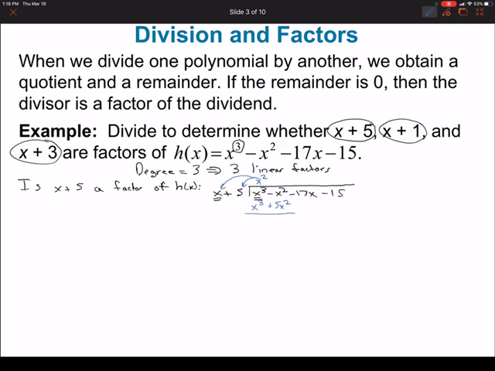And let's see what's left. In our dividend, what we're dividing into, what's left over now, we're going to subtract. x cubed minus x cubed, that's 0. Negative x squared minus 5x squared. So again, we're subtracting. That makes it a negative 6x squared left. The x cubes cancel, and negative x squared minus 5x squared is negative 6x squared. Now let's continue to divide. I'll go ahead and bring down the next term of the dividend. So our dividend now is a quadratic polynomial: negative 6x squared minus 17x minus 15.